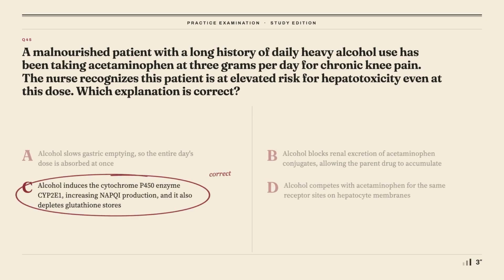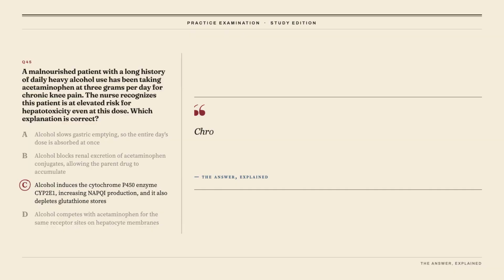The correct answer is C. Alcohol induces the cytochrome P450 enzyme CYP2E1, increasing NAPQI production, and it also depletes glutathione stores. C is correct because chronic alcohol use delivers a double hit.